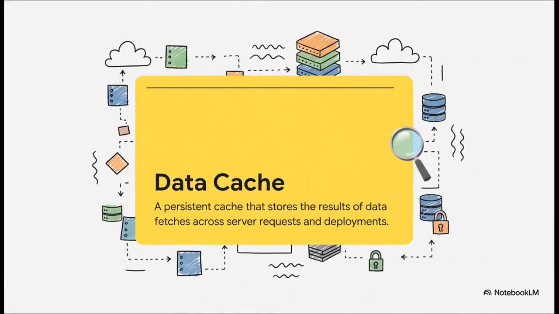Okay, now let's move up a layer to the data cache. If memoization was the chef prepping an ingredient for just one order, the data cache is the kitchen's huge, well-stocked pantry. The data you store here, it's persistent. It's available for any request from any user, and it can even stick around across new deployments. This is what makes your app consistently fast, not just for a single render.